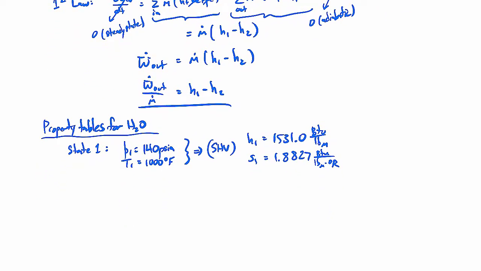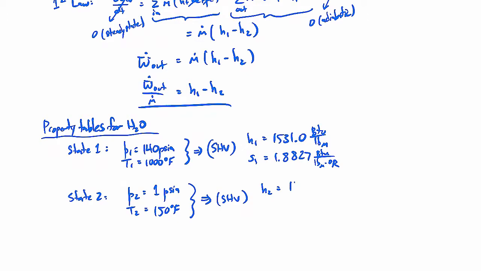And then at state 2, we can do the same thing. So that's 1 psia. T2 is 150 degrees Fahrenheit. And if you look that up in the tables, again, it comes out to be a superheated vapor phase. H2 is 1127.5 BTUs per pound mass. S2 is 2.0151 BTUs per pound mass degrees Rankine.